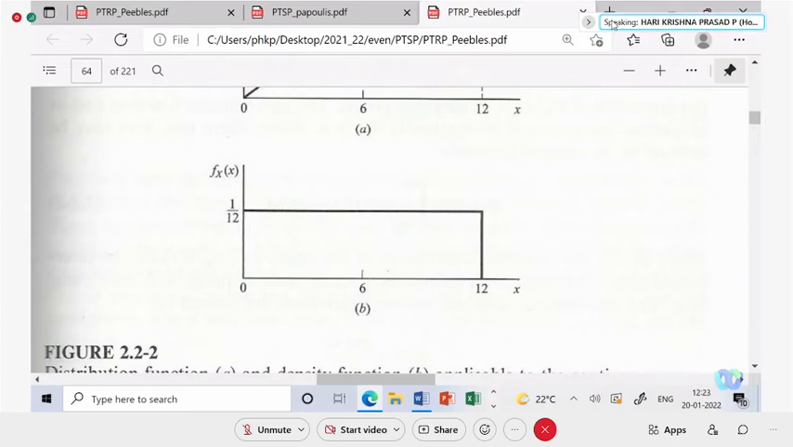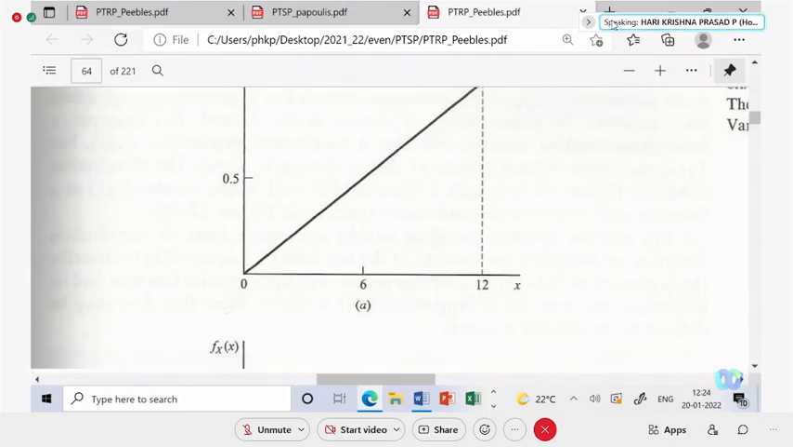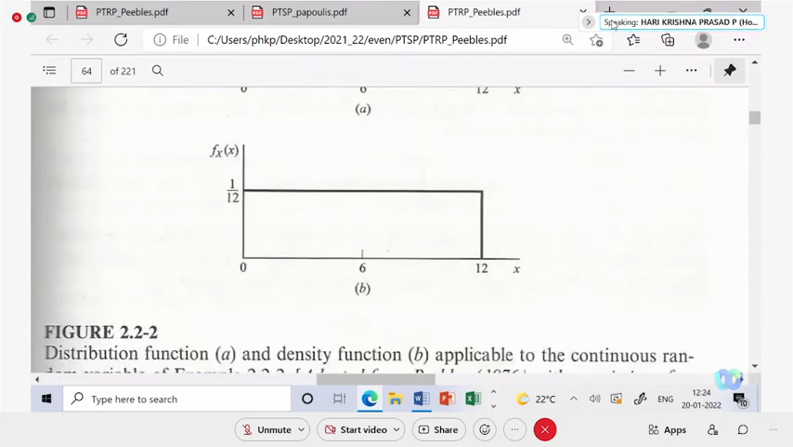What is the first property? Density function should have a value greater than or equal to 0. The density function between 0 and 12 is 1 by 12. Beyond that range, its value is 0. It is never negative. Please notice that. It can never become negative because the distribution function either will remain flat, constant, or keep growing. It will never decrease, right? Distribution function will never decrease. That's right. Density function will never become negative.